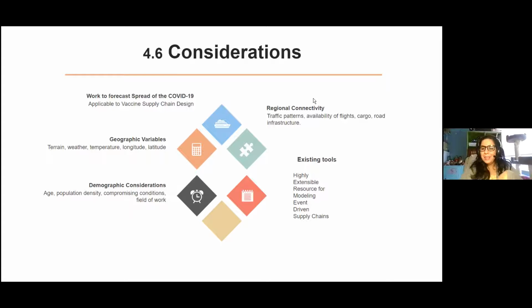And currently there was an existing tool, but it's unavailable right now. It was called Hermes, an acronym for Highly Extensible Resource Modeling Event-Driven Supply Chains. This was a tool designed by the Pittsburgh Supercomputing Center in collaboration with Carnegie Mellon, the University of Pittsburgh and Johns Hopkins University. It was a tool that helped you measure or predict the cost of a supply chain.